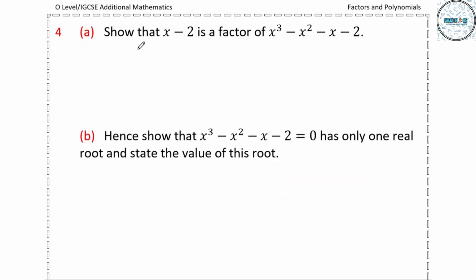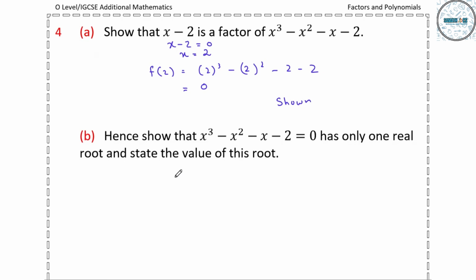Let's do another question in which it says, show that x minus 2 is a factor of x cubed minus x squared minus x minus 2. If we have to show that it is a factor, we have to take out the value of x by equating the factor to 0. So we have got x is equal to 2. When we will substitute 2 in this expression, then it will give the result as 0. So it is shown.